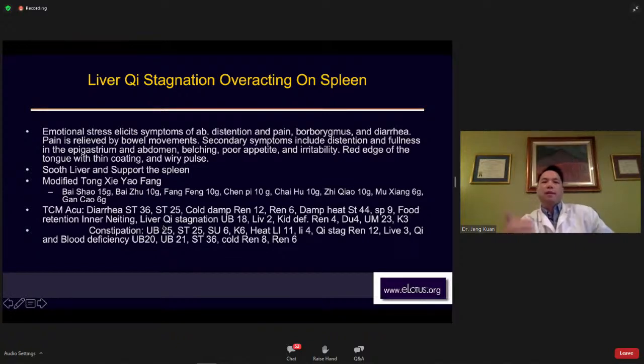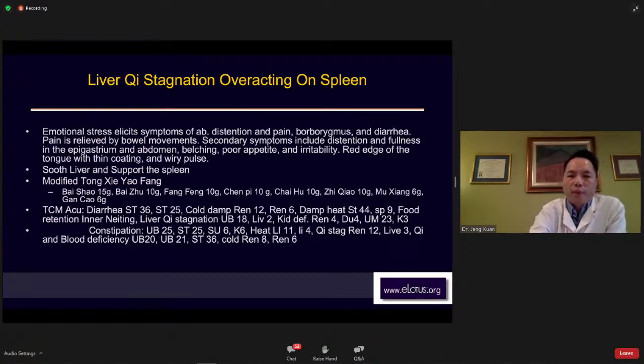So obviously, here are the points we talked about. If there's diarrhea and if there's deficiency going on, actually moxa will be ideal rather than just doing acupuncture. For cold damp, we can use moxa to warm up the middle jiao, Ren 12, Ren 6. And to eliminate damp heat, we can use stomach 44, spleen 9, and for retention, Ren 18. For stagnation, you can treat with a back-shu point or a front-mu point or liver points. Kidney deficiency, then Ren 4, Du 4, UB 23, kidney 3. So moxa will also be ideal for kidney deficiency. You can do that on Ren 4 and 6 and UB 23 or Du 4.